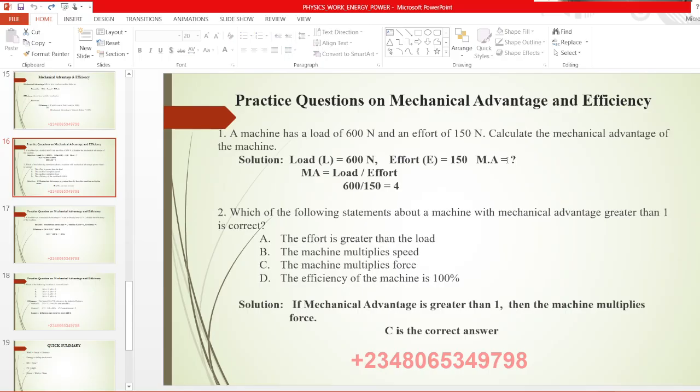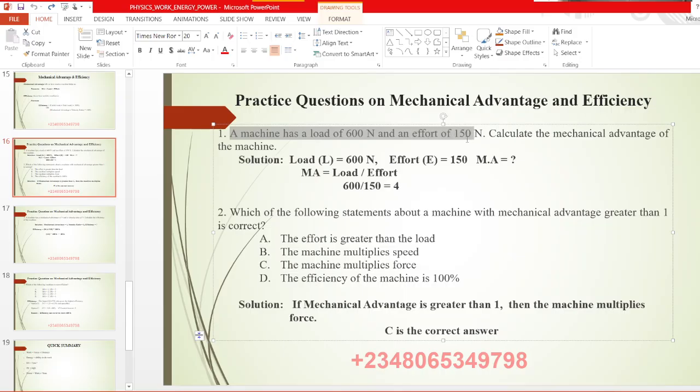Let's look at some practice questions on mechanical advantage and efficiency. A machine has a load of 600 newtons and an effort of 150 newtons. Calculate the mechanical advantage. The mechanical advantage is defined as load divided by effort. The load in this question is 600 newtons, and the effort is 150. So the mechanical advantage is 600 divided by 150, giving you 4.